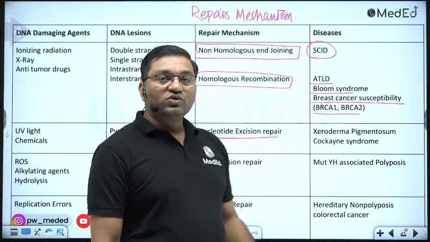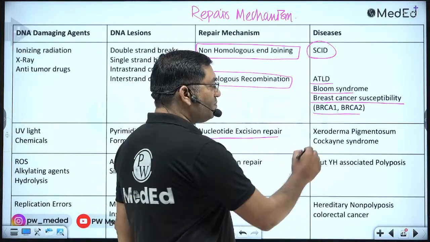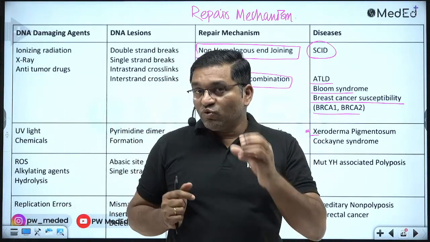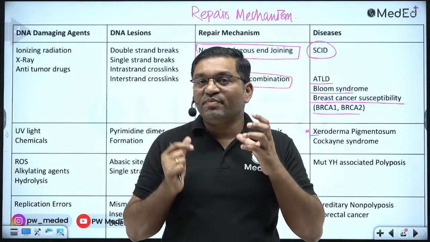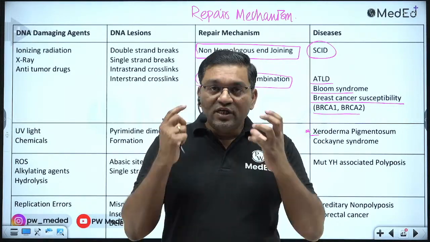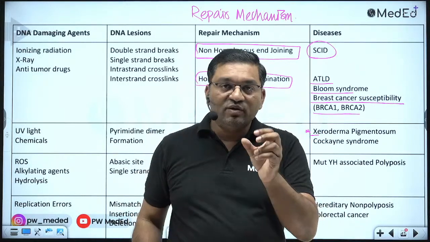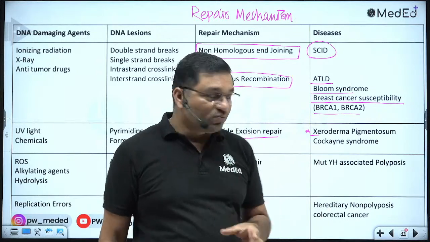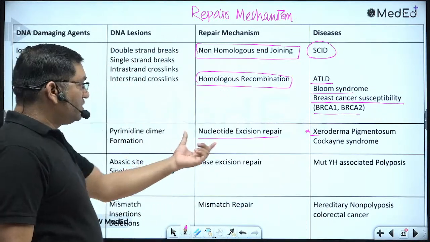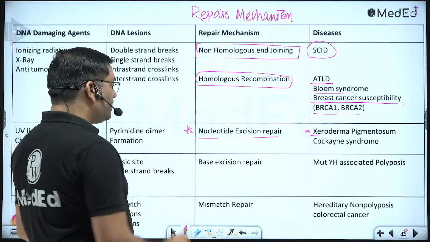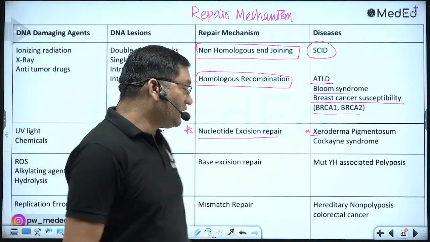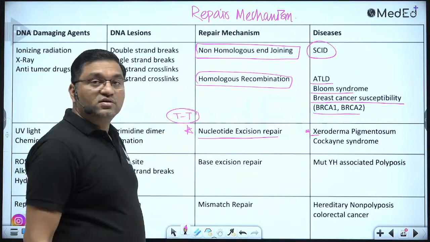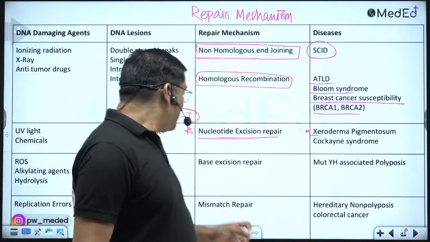And the defect in nucleotide excision repair can cause xeroderma pigmentosum, that is characterized by multiple freckles on sun exposed part of the body. It is a precancerous condition characterized by multiple freckles on sun exposed part of the body, xeroderma pigmentosum or Coca-Cola syndrome. Okay, so this is very important to remember. This will repair the thymine crosslinks in the DNA because of UV light induced.